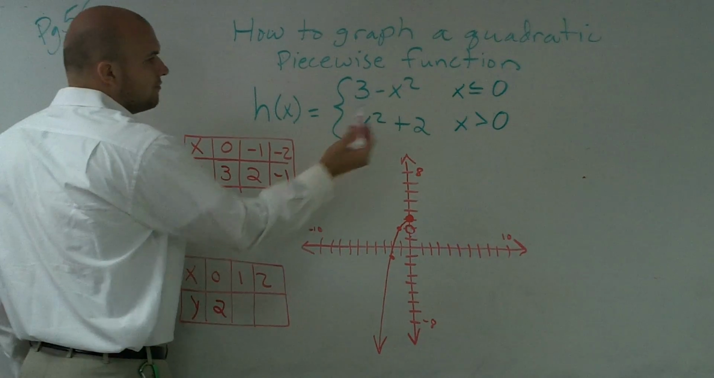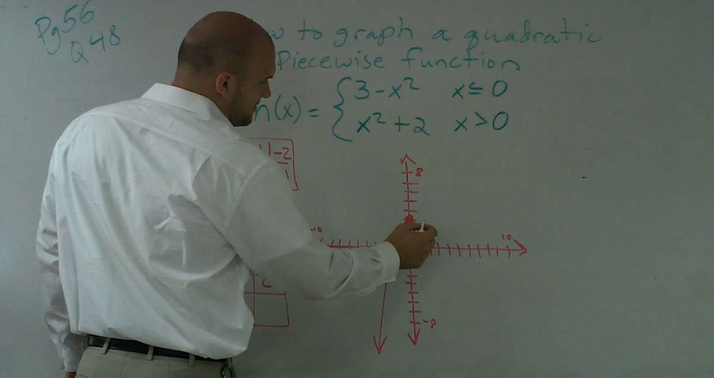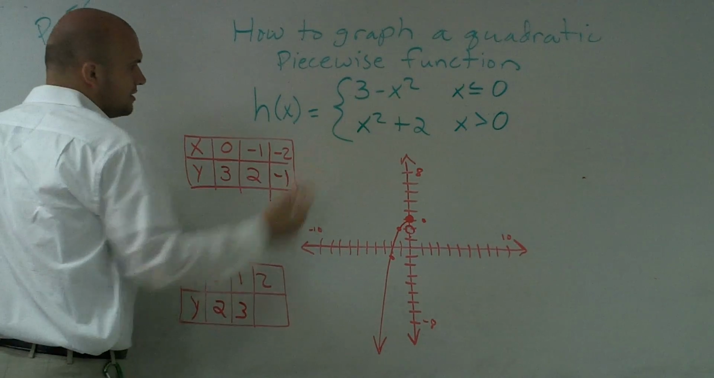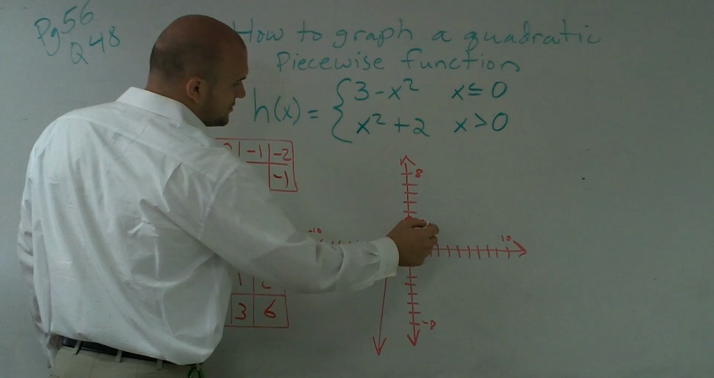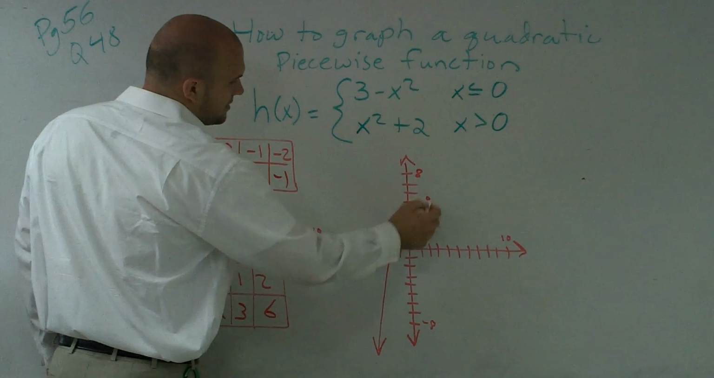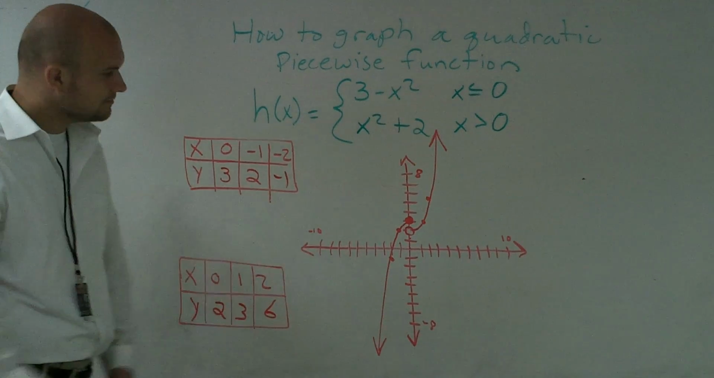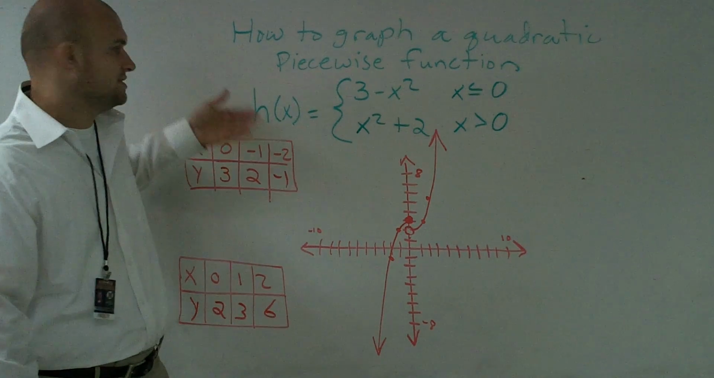Then I plug in 1. 1 squared plus 2 becomes 3. So go over 1, up 3, and then we plug in 2. 2 squared is 4, plus 2 becomes 6. So I go over 2, up 6, 1, 2, 3, 4, 5, 6, and I notice my graph is going to follow this path. So therefore, this is how you graph a piecewise function.